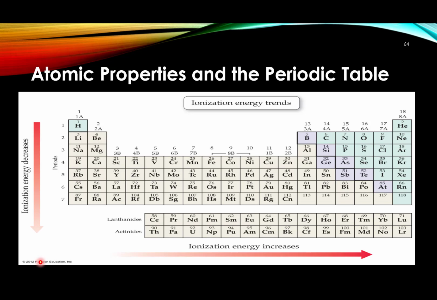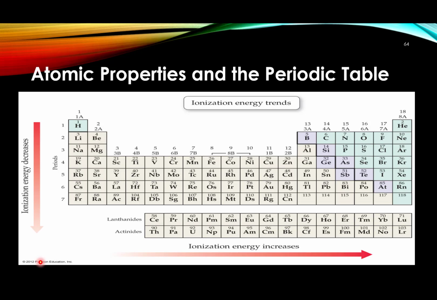For ionization energy, you want to remove an electron. What species or what element on the periodic table would want to get rid of electrons?